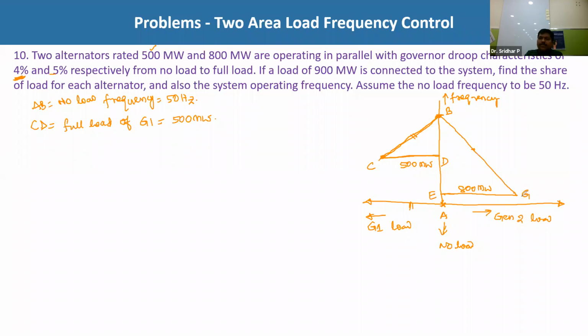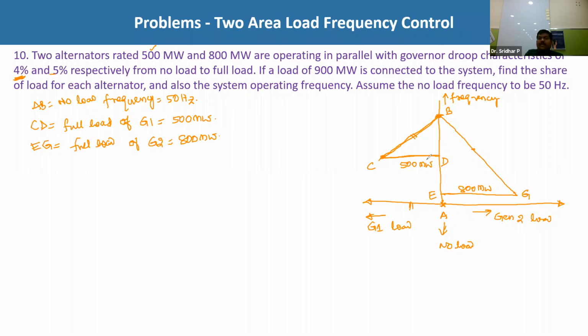Let me take G, because after E we would usually mark F, but F is a standard notation we use to represent the frequency. So that's why EG. EG is the full load of the second generator. The capacity is 800 megawatts. So this is about the no load and full loads, and the associated loading capacities we have also marked, right?